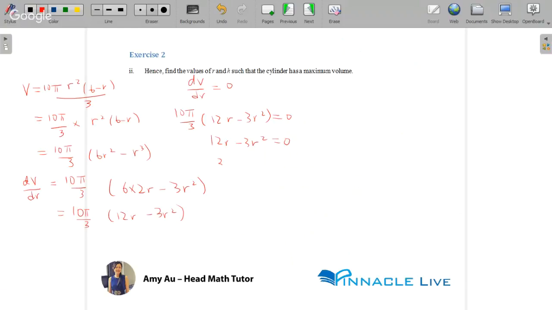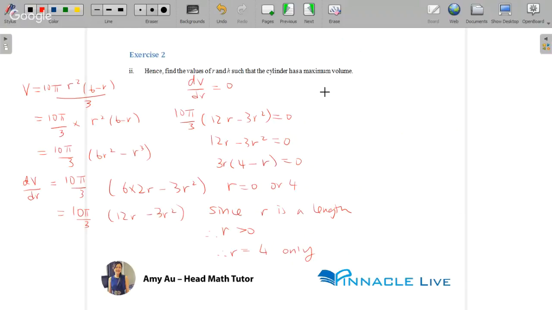I'm going to factorize that. So you can see r is 0 or 4. Now, don't forget what r is. r is the radius of the cylinder, so it probably shouldn't be 0. So since r is a length, r should be greater than 0, so r is equal to 4 only. All right, is that sufficient? Absolutely not. You need to show me that's a maximum.